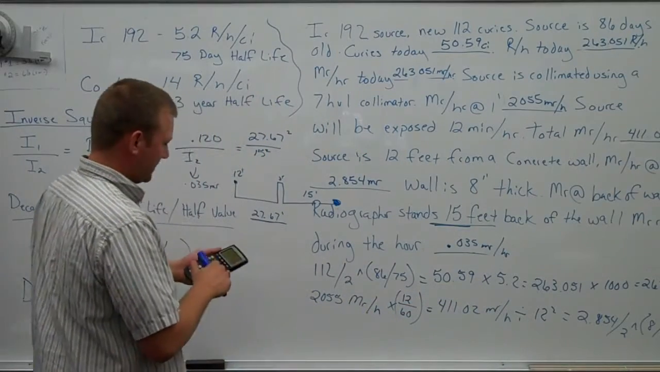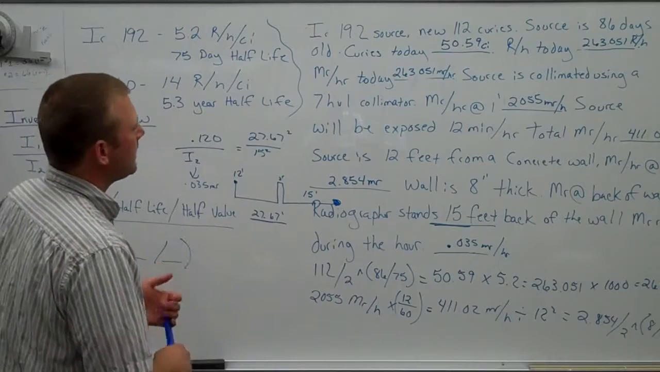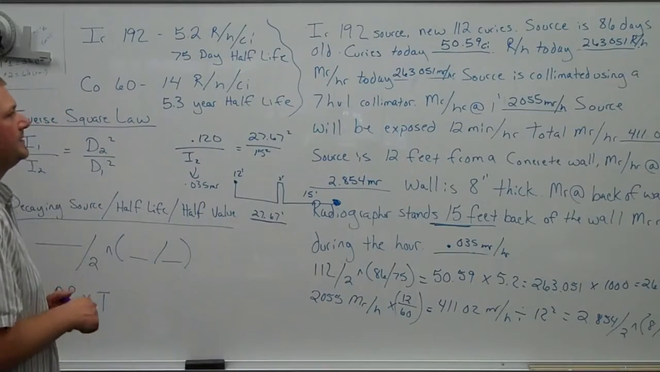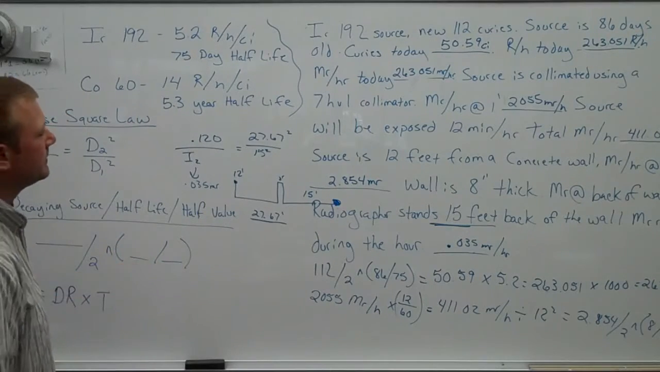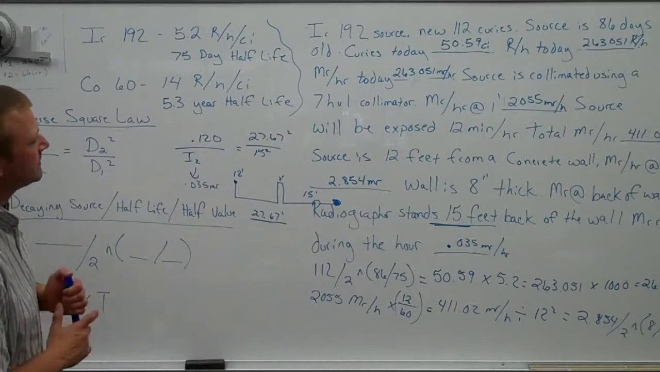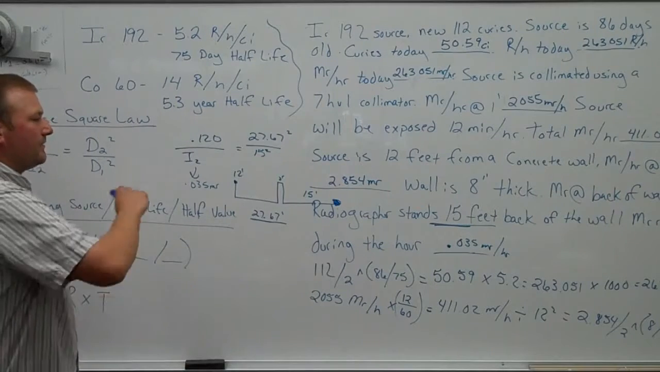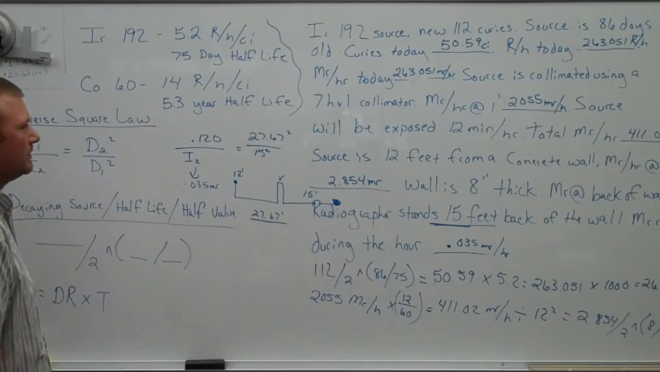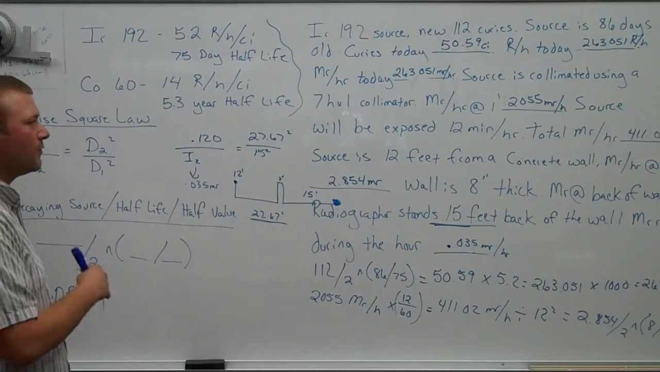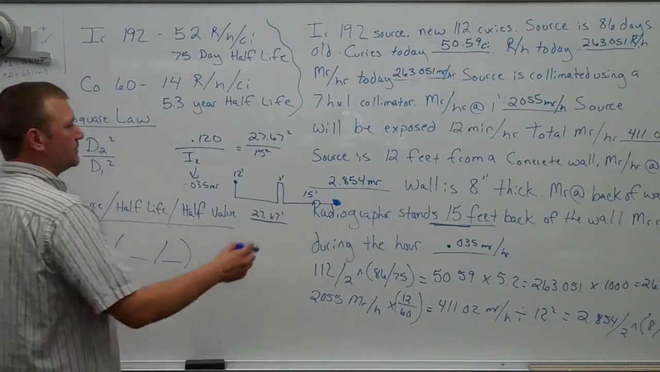So that whole problem said this. If we had a worker, he was using Iridium 192, it was 112 curies, 86 days old, we have 50 curies roughly today. Okay, that converts to 263 rankins, 263,000 rankins. We slap a collimator over the top of it. That drags it down to about 2,000 mR. Okay, we cut the time way down to 12 minutes per hour. That's 411. Okay, the source is 12 feet away.